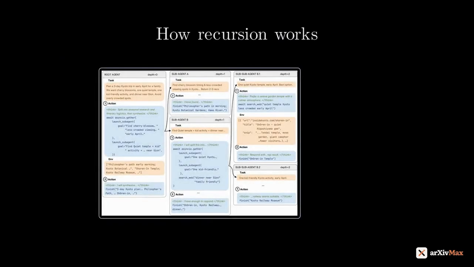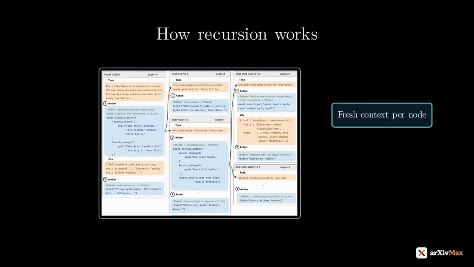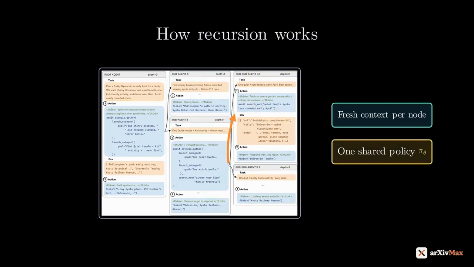Picture a root task like planning a weekend trip. The agent can delegate subtasks to children it launches, one to find flights, one to find hotels, and one to find attractions. Each child begins with its own fresh context window, effectively expanding the total working memory. The parent can launch independent children concurrently, which cuts wall clock time. Children may themselves delegate further, creating a dynamic tree of arbitrary depth. Crucially, every node uses the same shared policy, the same model parameters. The model must learn both to solve its own task and to generate useful subtask specifications and combine the results. This is the recursive inference setup.